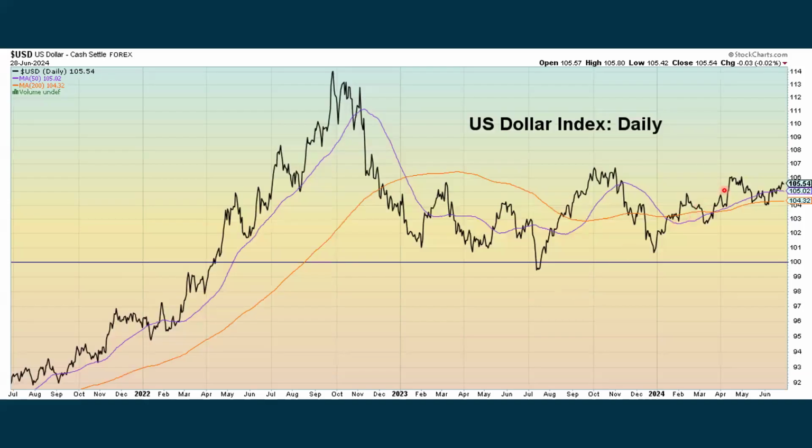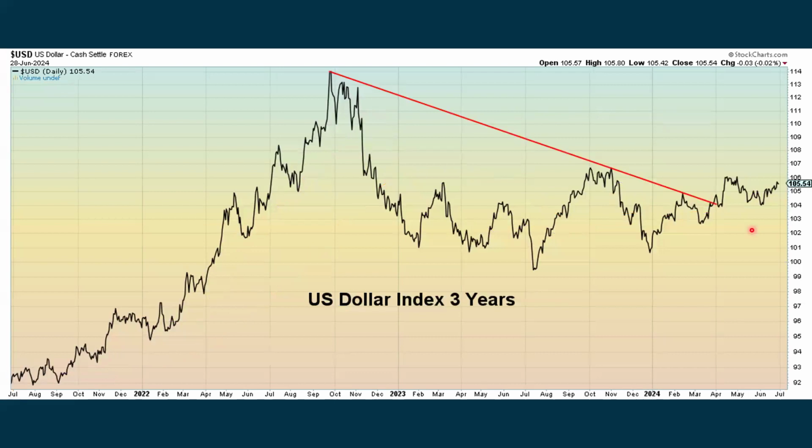Here is the dollar all by itself, showing on the daily chart where it's in an uptrend and getting back up into the mid 105 range. Here's a 3-year chart showing how we finally broke out above this trend line, but since then we went up and we've been chopping more or less sideways.